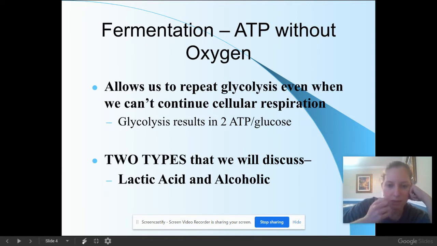And so there's two types of fermentation. There's actually more than two types of fermentation, but we're just going to focus on two that are more common and relevant to us, which are lactic acid fermentation and alcoholic fermentation.